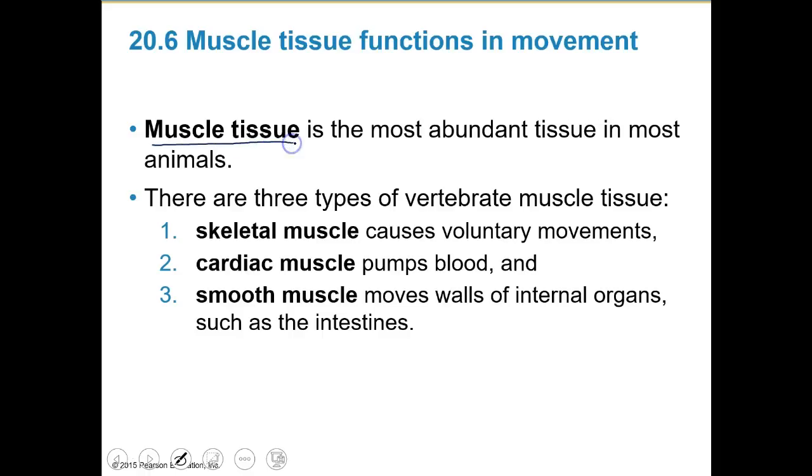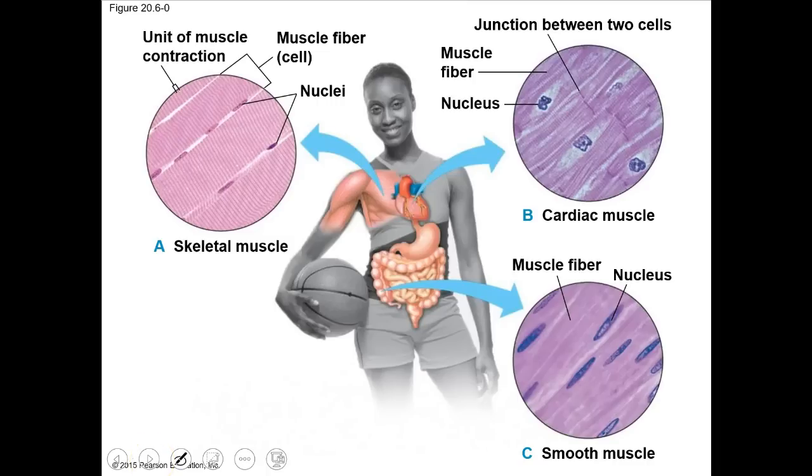Muscle tissue is the most abundant tissue in animals. There's 3 types. Skeletal, that's part of voluntary movements. There's cardiac muscle, which is your heart muscle. And then there's smooth muscle, which moves the walls of internal organs like the intestines. They help push food and waste through your body, so you don't have to concentrate on that one. It just takes care of it for you.